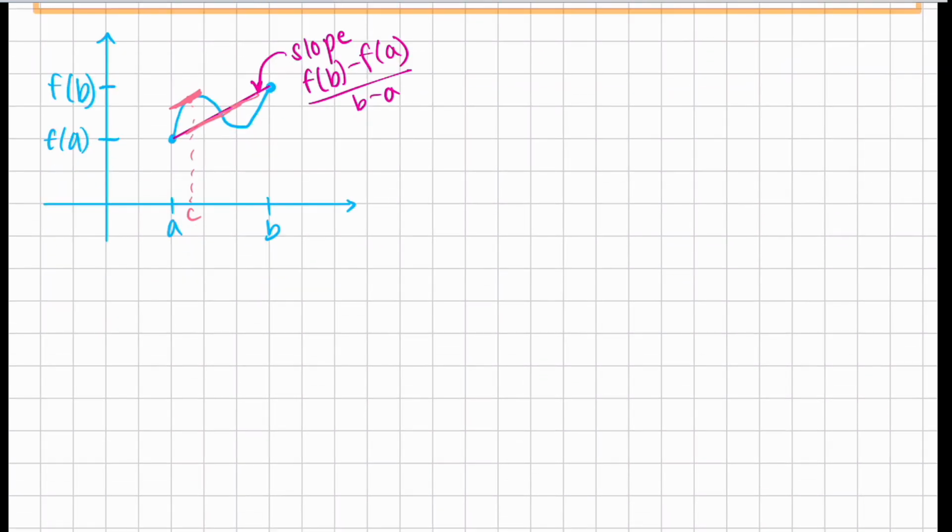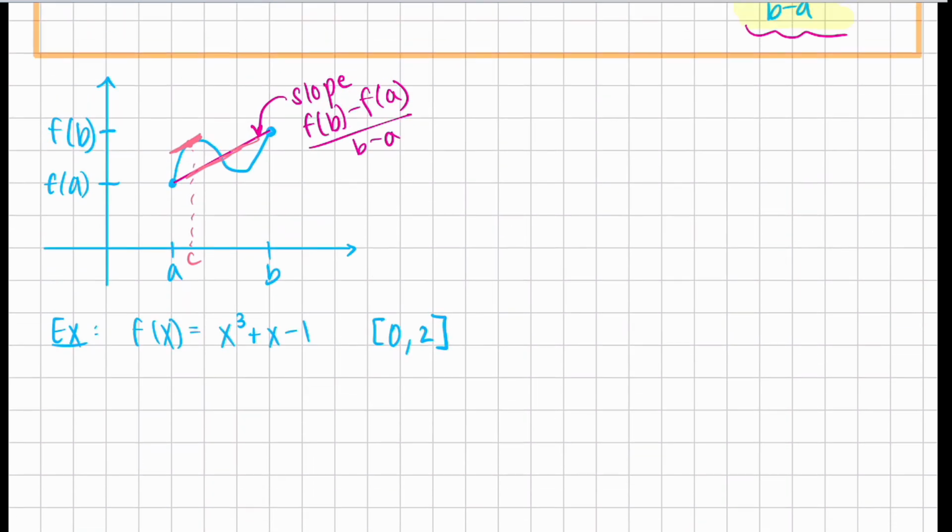Let's do an example. So where might I need to use this? Let's give a function. So let's verify the conditions for MVT, and let's find the value c on the interval. Let's say my interval is [0, 2].